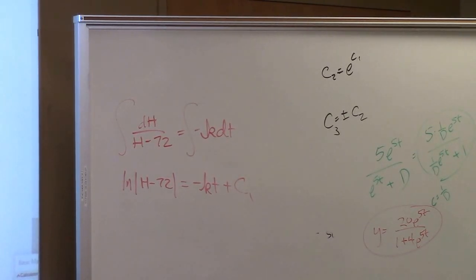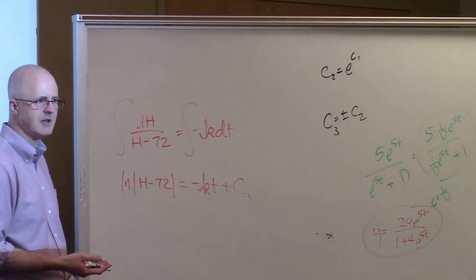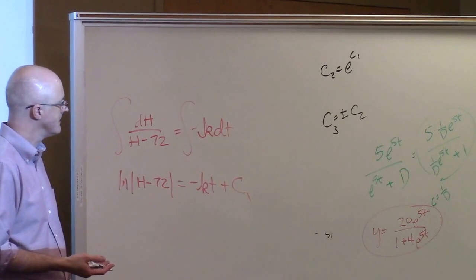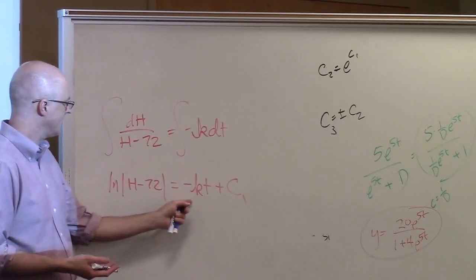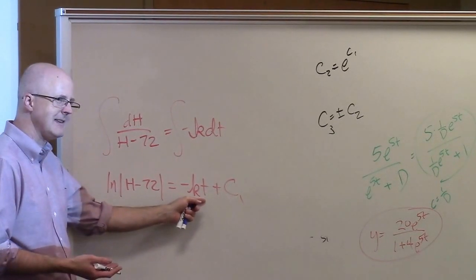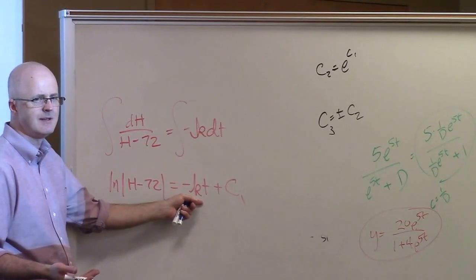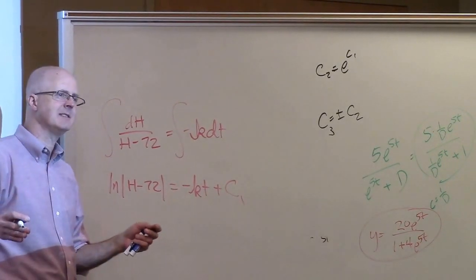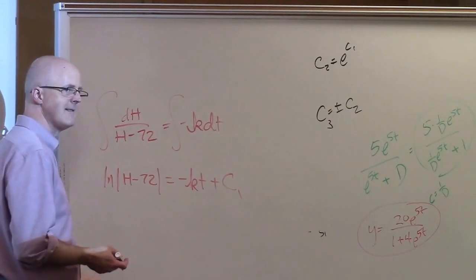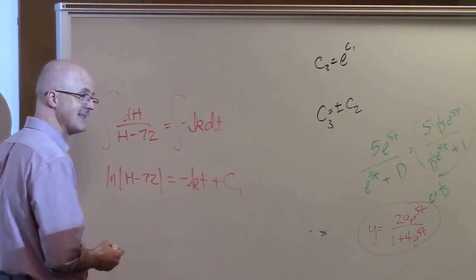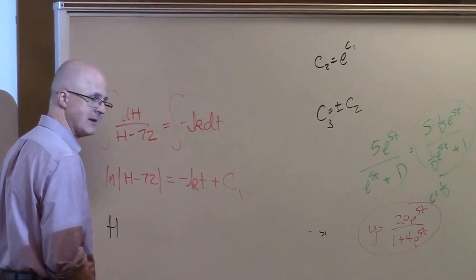Exponentiate to get rid of the natural log. E to this gets rid of the natural log, gives you e to that. E to the C1 can be thought of as a C2. And then if you get rid of the absolute value sign, you can use a C instead of a C2. And then add 72 to both sides. I'm doing like 3 steps at once here.